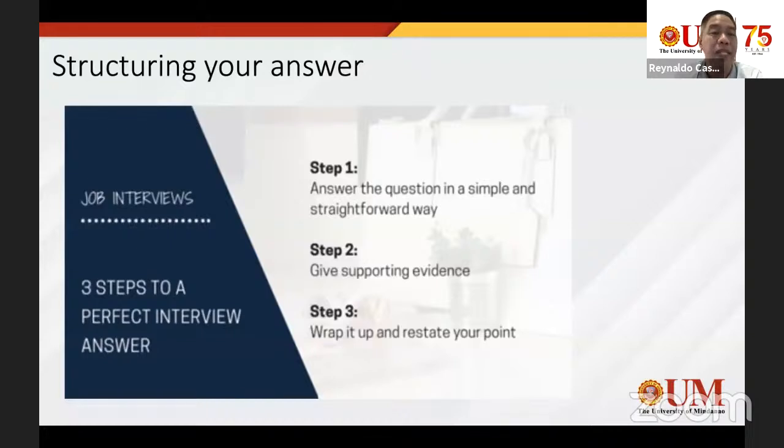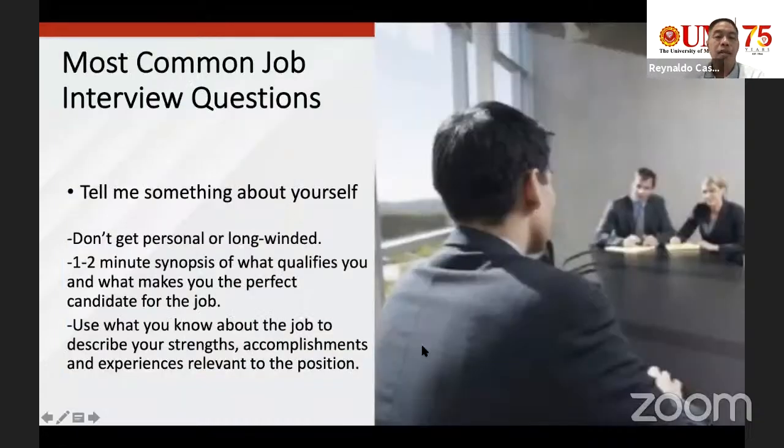Wrap it up and restate your point. So how do you think that answer of yours is connected to the requirement of the position? Alright? Okay. Kaya excited ako because we will have a mock interview for our component C in our next session. Some of the job interview questions that you will encounter in the future, well, the basic one is, tell me something about yourself.